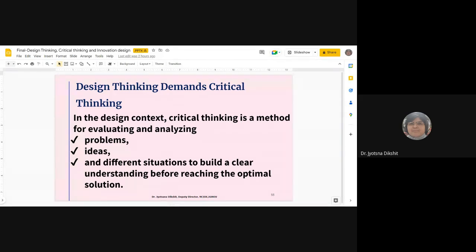In fact, to have an effective design thinking work, we need to have critical and creative thinking very much in place. Basically, in design thinking, it is quite popular, and it takes part in the various stages of the design thinking process.